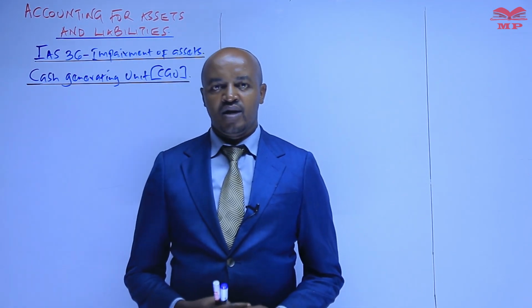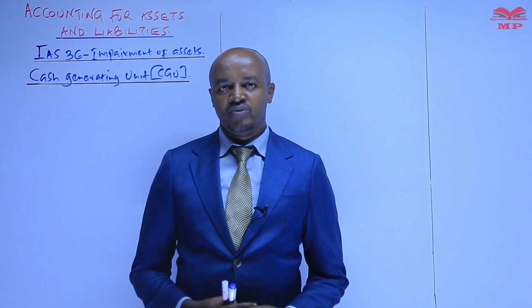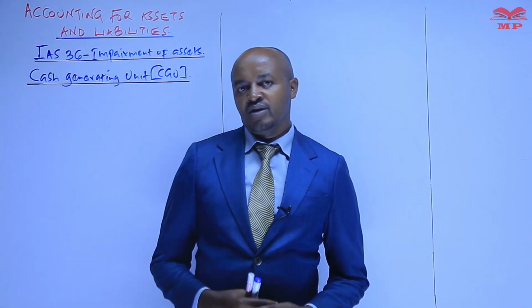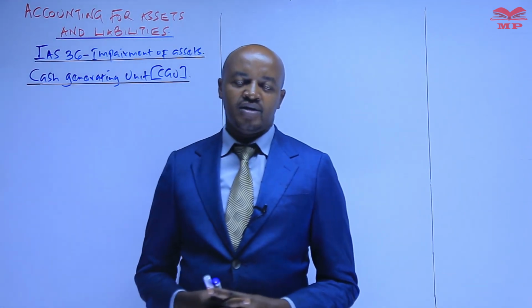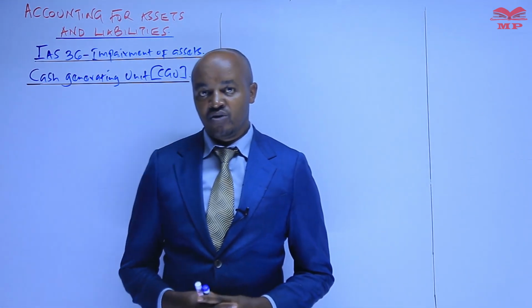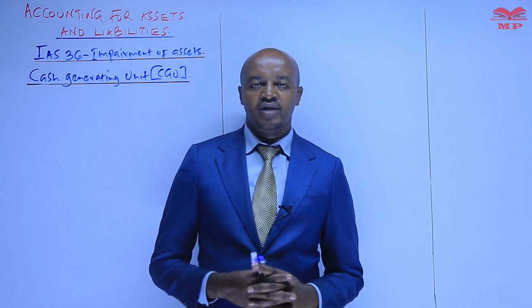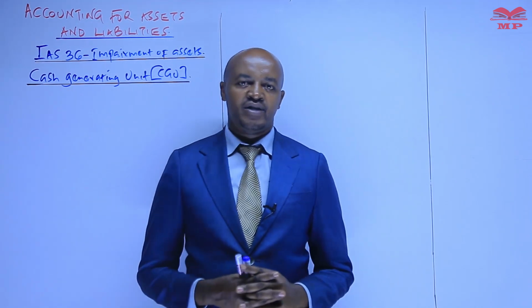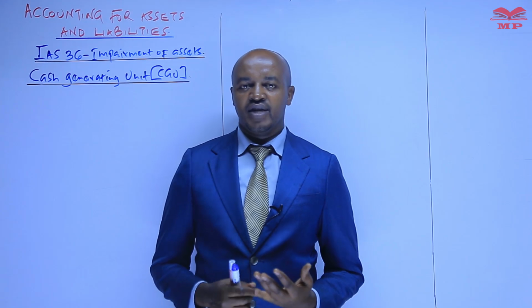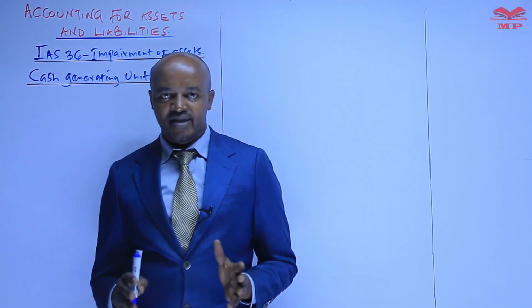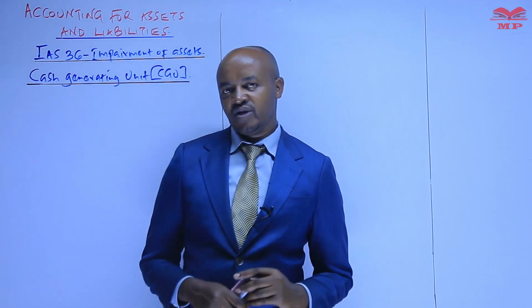So in this session, we continue with the topic on impairment of assets. In our previous class, we defined what an impairment is, when an asset is deemed to be impaired, those particular factors which show that the asset could be impaired. And we also did an illustration question as far as the determination of impairment loss is concerned.